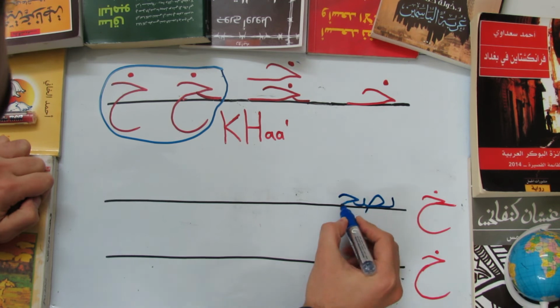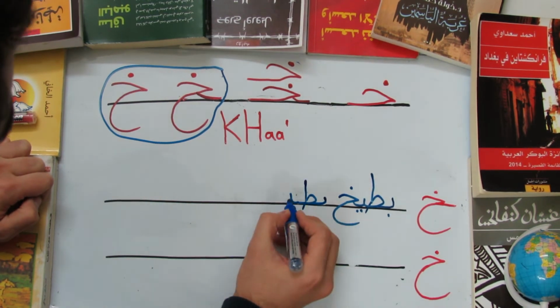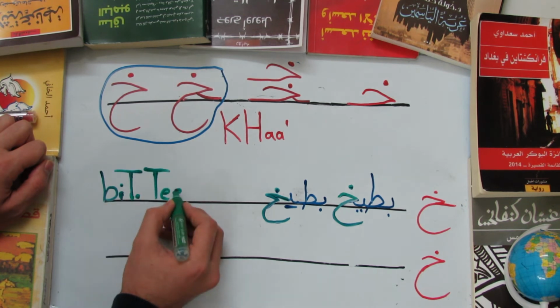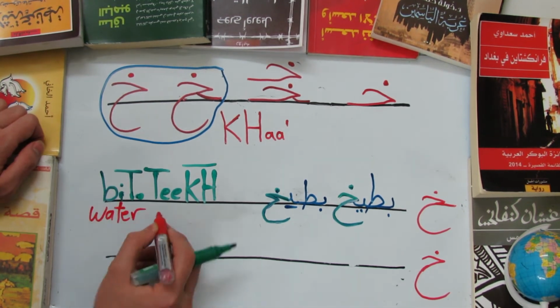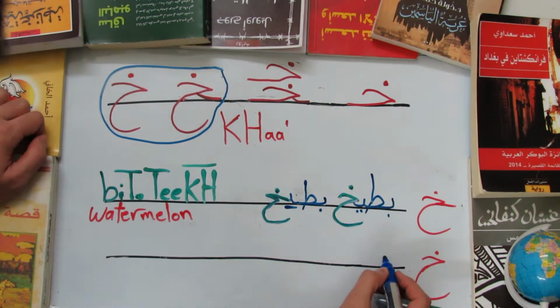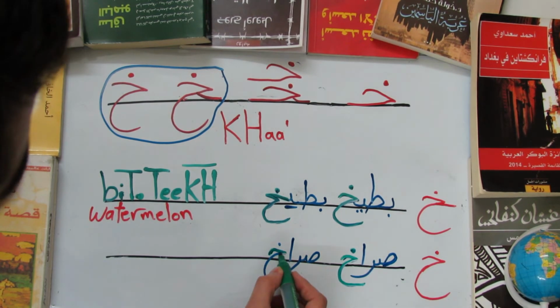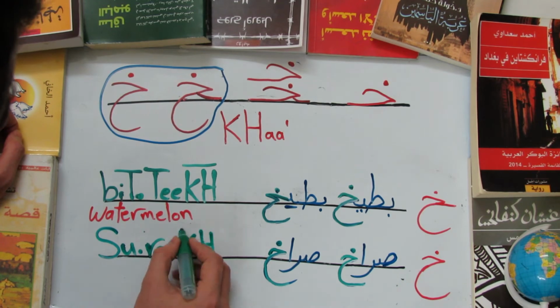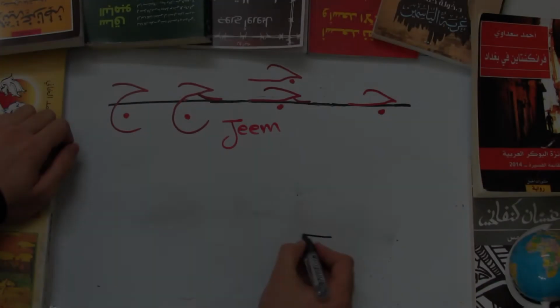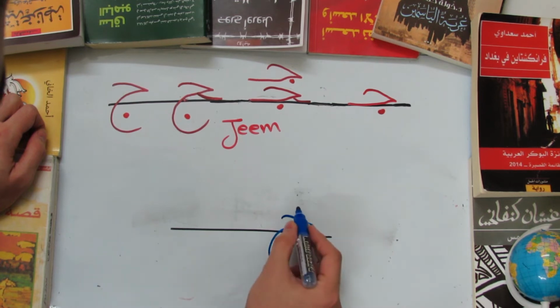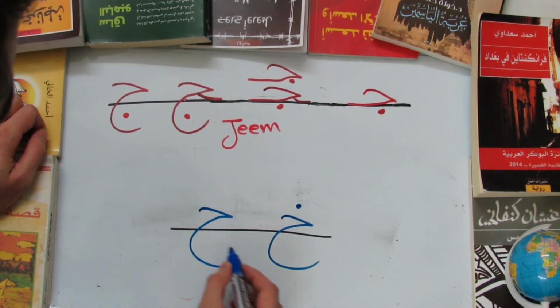And for Khaa at the end of the word, we have بطيخ, watermelon. And we also have صراخ, screaming. For Jeem, it's the same as for Haa, but the dot changed its position to be inside it.